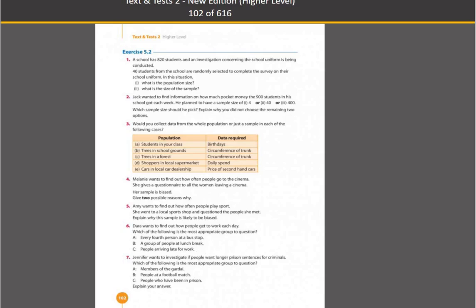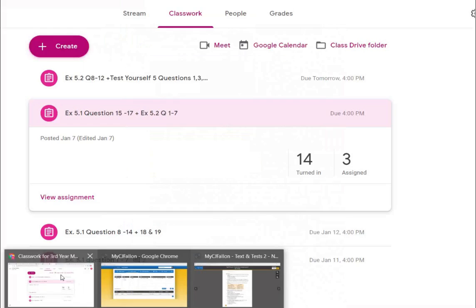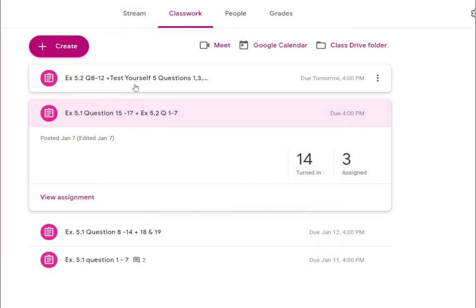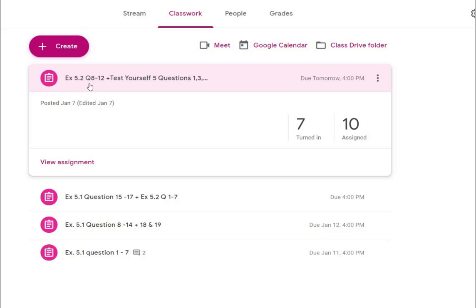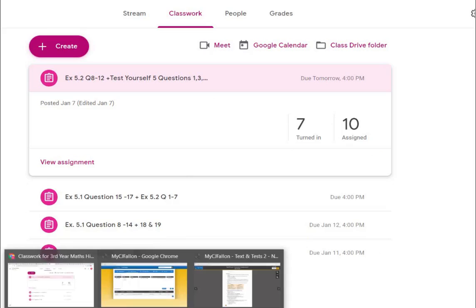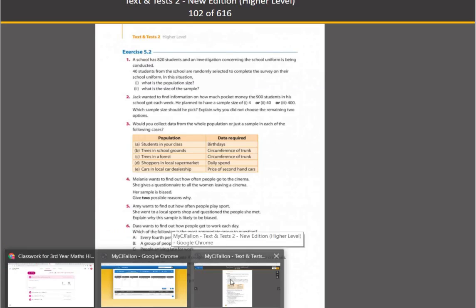So that was 1 to 7. And the last section I will go through with the live in on Friday's class. So the questions 8 to 12 and also some of the test yourselves. And I can see, even though it's due tomorrow, 7 of you have it already done, so fair play to you. So we'll call it a day there, and we'll talk to you in class on Friday.